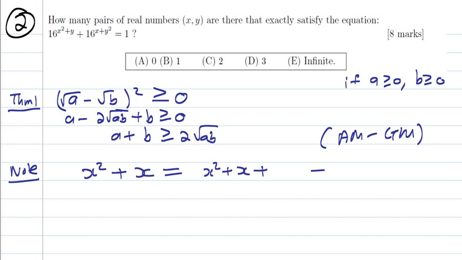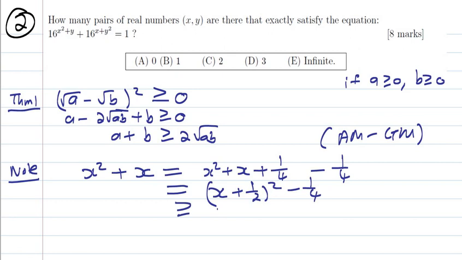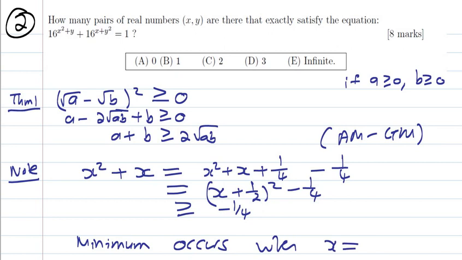Gold stars to everybody that's saying a quarter. So we can see this becomes (x plus a half) squared minus a quarter. So you can see it's greater or equal to minus a quarter. And we can see the minimum occurs when x is equal to minus a half, because then the bracket is 0.